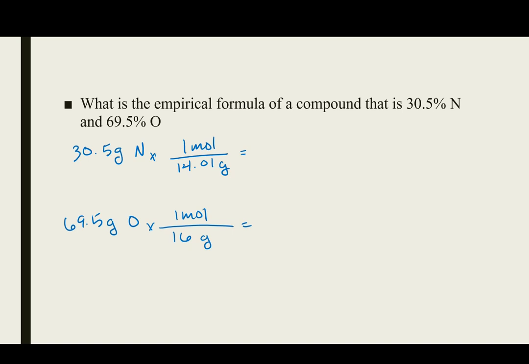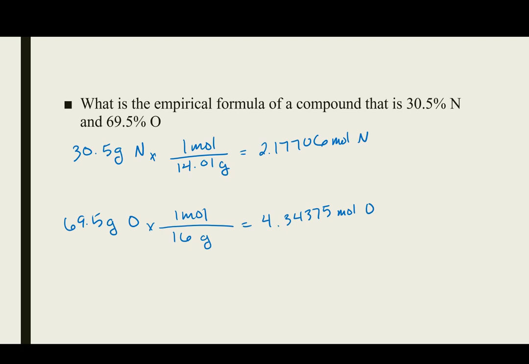So for nitrogen, I'm going to get 2.17706. Now it's really, really important at this step that you do not do sig figs. It's not something I usually say, but do not do sig figs at this step. Go to 4 or 5 decimal places. For this one, and the unit of that, of course, is mole nitrogen. For oxygen, I get 4.34375 mole oxygen.